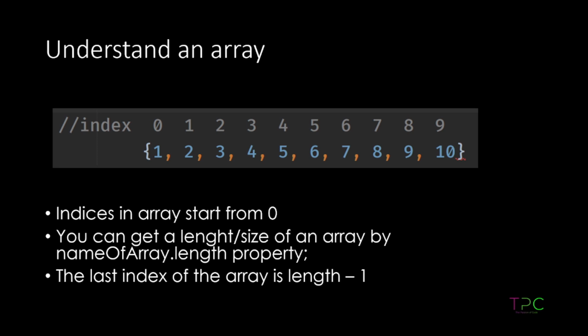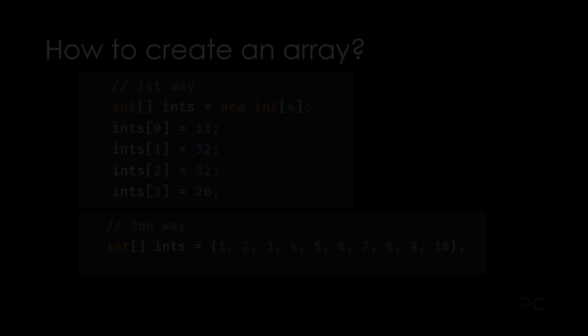The next thing, very important also, you can get the length, size, whatever, of an array by the name of the array dot length property. And that's all. You can store it in a separate variable, for instance. And the last thing, sometimes useful, you can get the last index of an array by length minus 1.